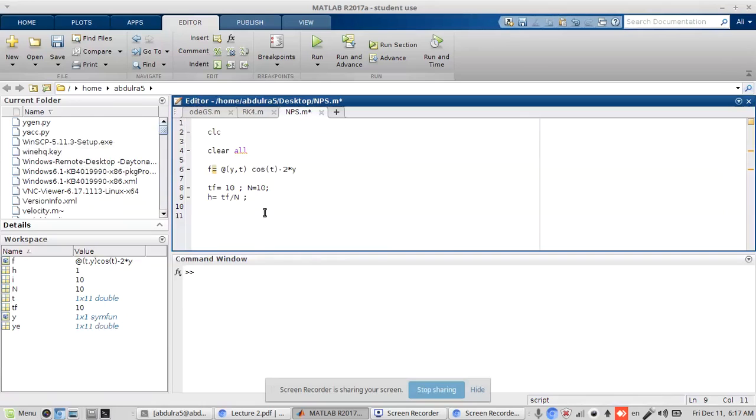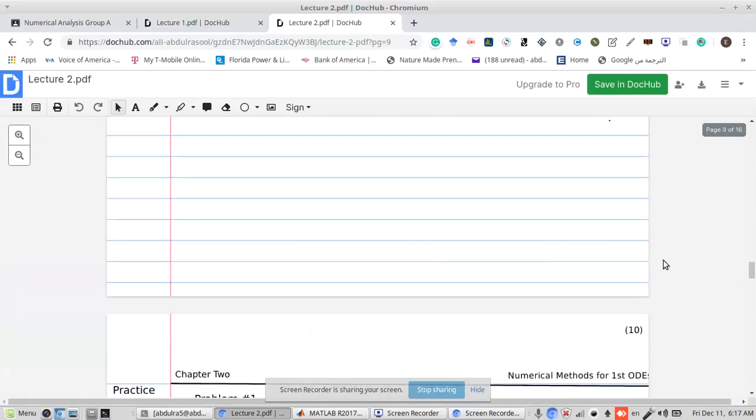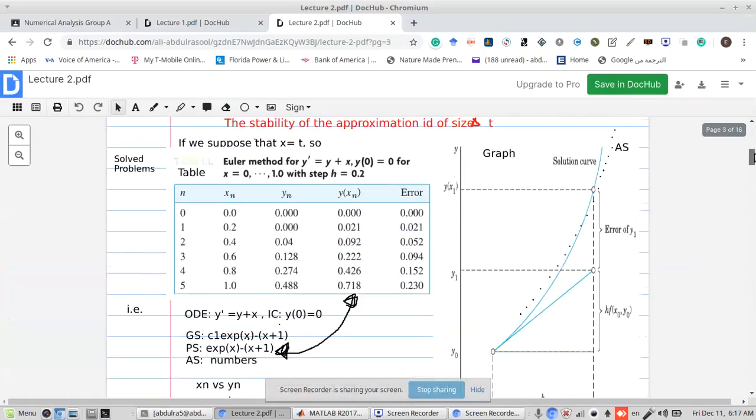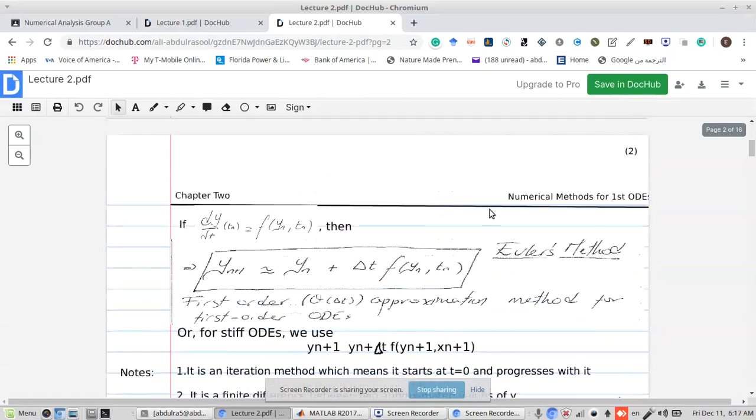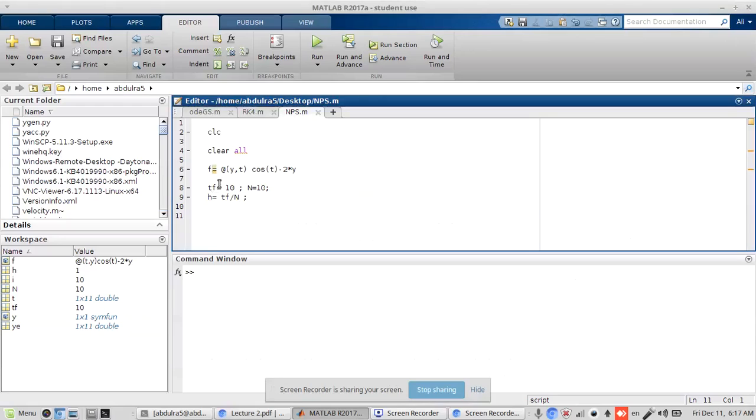So here in the beginning of Matlab, I have f and h, or delta t, which is required if you look at the three forms. The first form, Euler, we should write delta t or h and f. So I have them here.